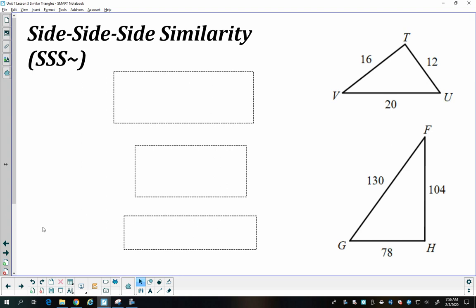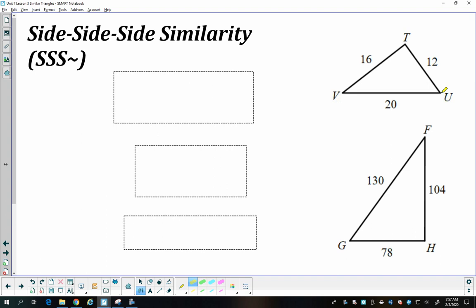Well, we have these shortcuts, and the first one is the side-side-side similarity, not to be confused with side-side-side congruence. When we're talking about similarity, this little squiggle means similar, much like the little squiggle with the equal sign means congruent. So side-side-side similarity tells us that if we know the extended proportions, so the ratios of all the corresponding sides are equal, then we can conclude the two triangles are similar without knowing anything about the angles.